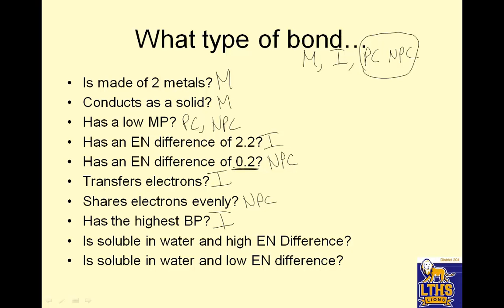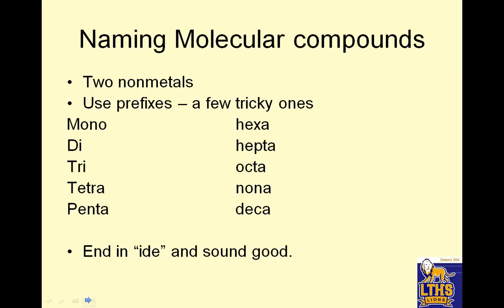Is soluble in water and a high electronegativity difference. This is a bad question written by me. It's either ionic or polar covalent, because polar covalent has a pretty big electronegativity difference, and it would be soluble in water. So, soluble in water and a low electronegativity difference. Oh well, I guess this would be polar covalent only. That's what I get for making up questions off the top of my head.